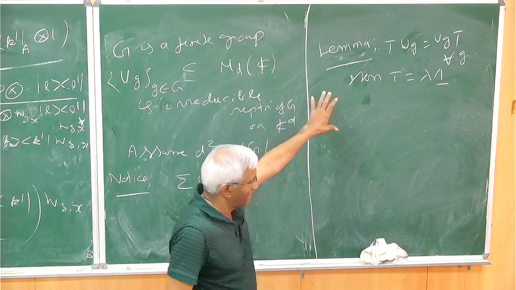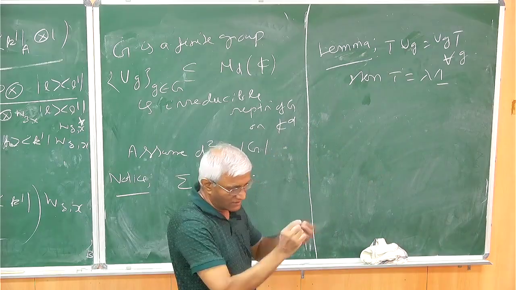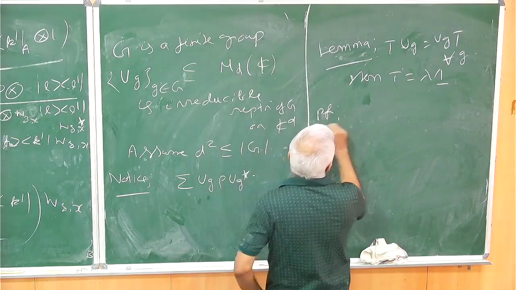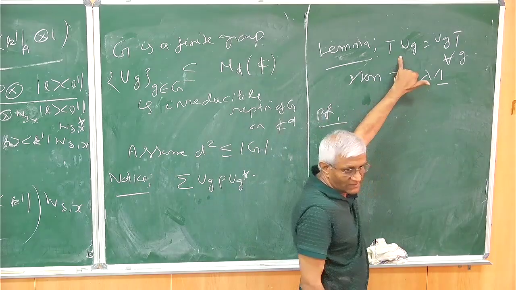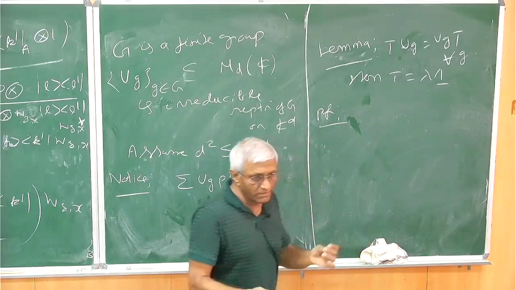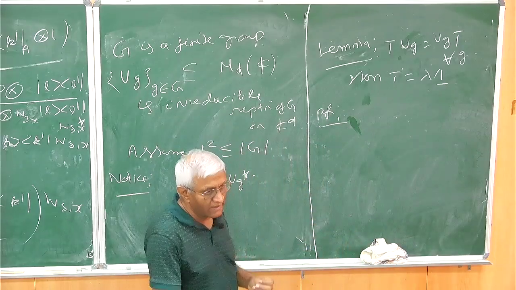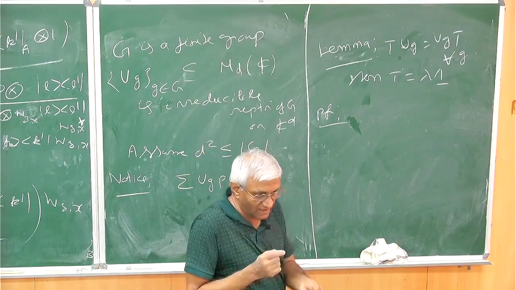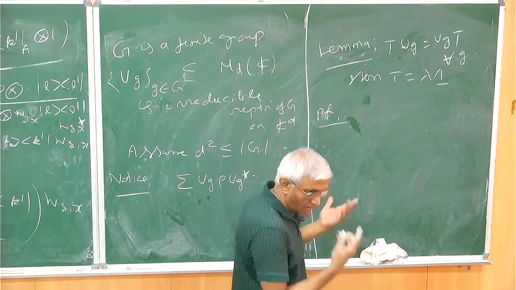This is a version, I mean, this is not Schur's lemma. Schur's lemma is about intertwiners. This is a particular case of it. The proof will be clear. We have assumed U_g is an irreducible representation. Irreducible means it doesn't have any invariant subspace. So the only invariant subspaces are either trivial, 0, or everything.